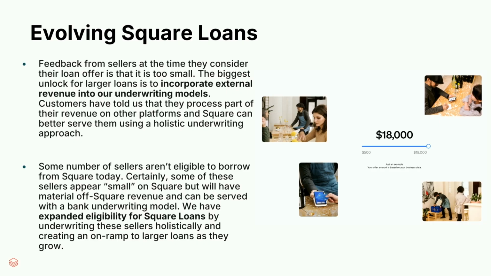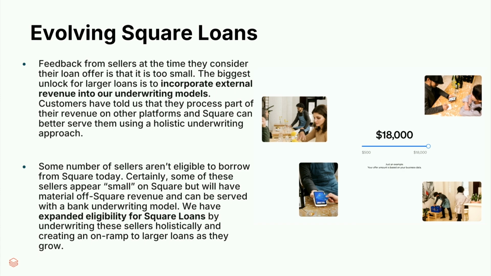In addition to that, some sellers aren't eligible to borrow from Square at all today. Many of them have given us feedback that the loan offer process, the underwriting process, feels a lot like a black box. They're not getting insights into why they are eligible or not eligible for a loan. Therefore, we wanted to expand the eligibility of Square Loans so that it gives sellers more control in their process. They can link their external bank data to give us more insights into their businesses, and in turn, we will provide some of the most competitive financial products out there. So that's really the genesis behind Square Loans.